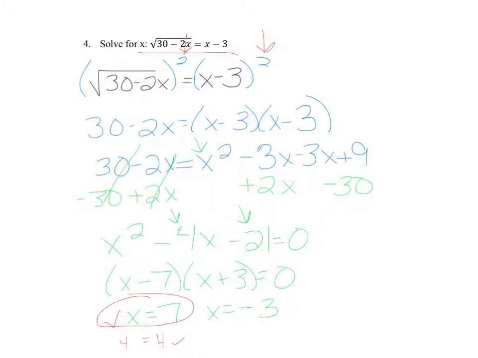7 is an answer. When I sub in -3, I get the square root of 30 minus 2 times -3 equals -3 minus 3. On this side, I get the square root of 36, which is 6. On the other side, I get a -6, so that is not going to work, and my only answer is 7.